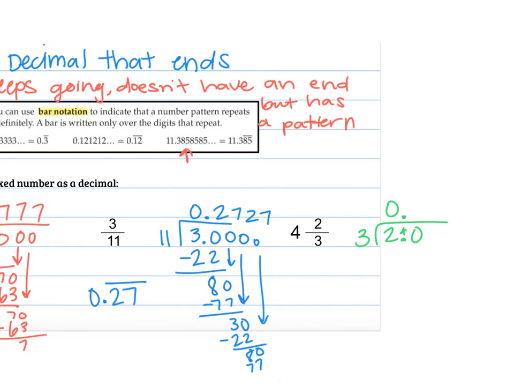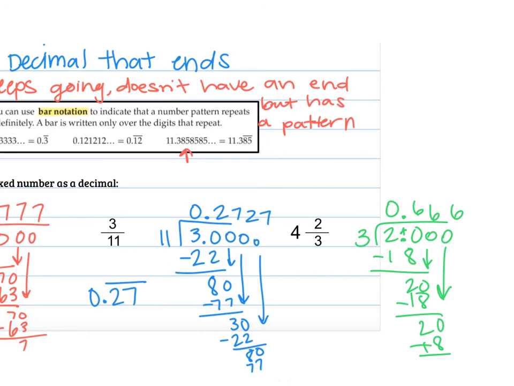3 goes into 20 6 times, which is 18. 20 minus 18 is 2. Add a 0. Okay. 3 goes into 26 times, which is 18. If you notice, it's just going to keep going. So I keep the 4 out front of the decimal, and then 6/10 with the bar notation over the top.